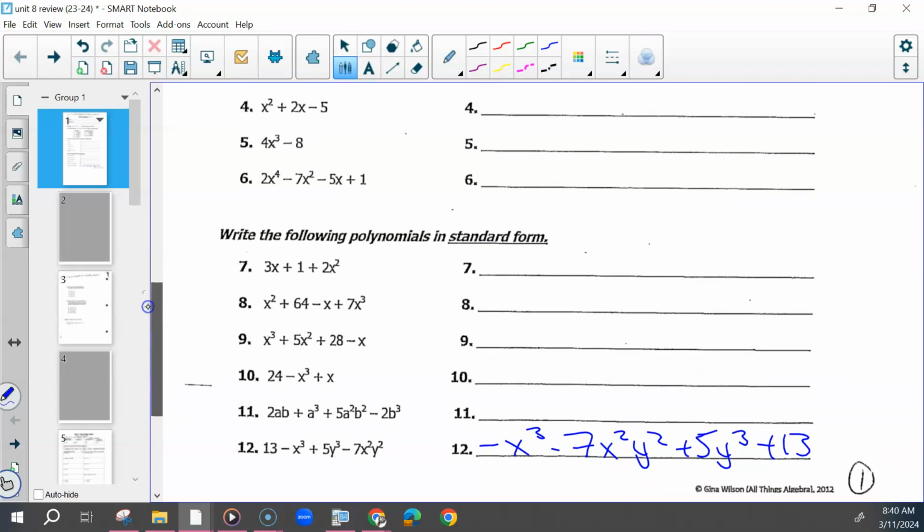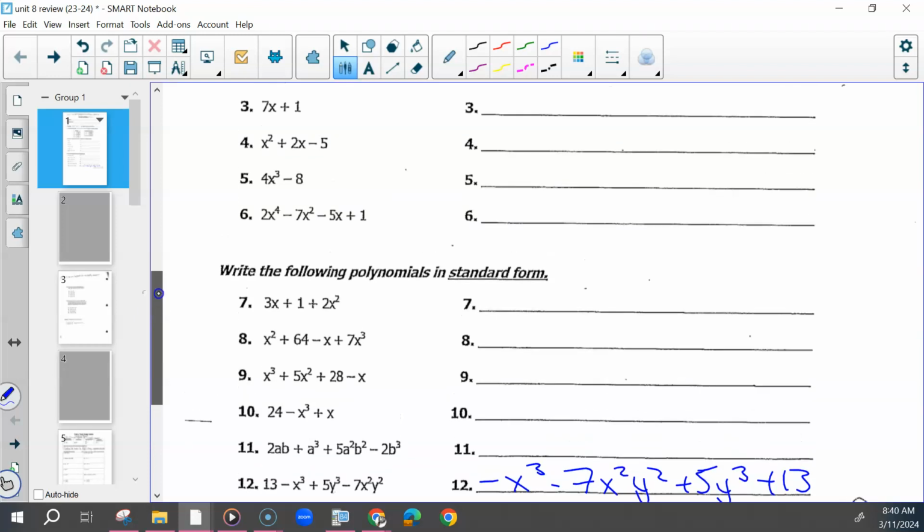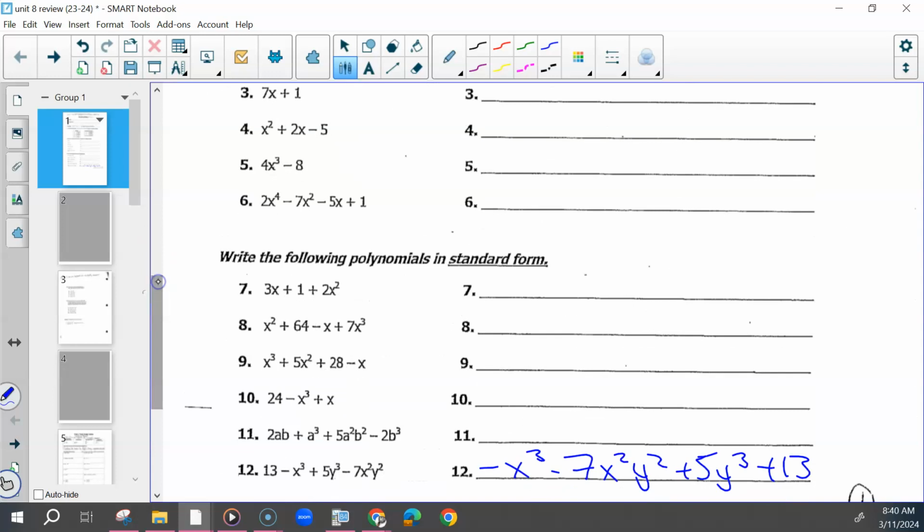So 6 is just classifying. It's already in standard form. ABC order, there's only one variable and highest exponent. So this would be a degree of 4, which is your quintic. Quintic is 5. And it has 4 terms, so polynomial. To find out the degree, just count them. You look at the highest exponent. Number of terms is how many things you see.